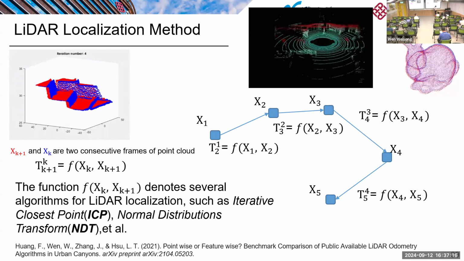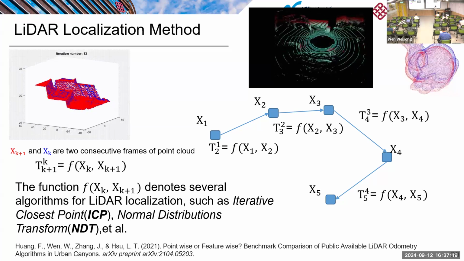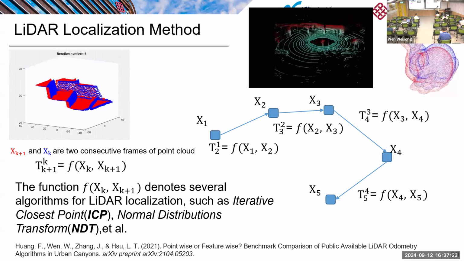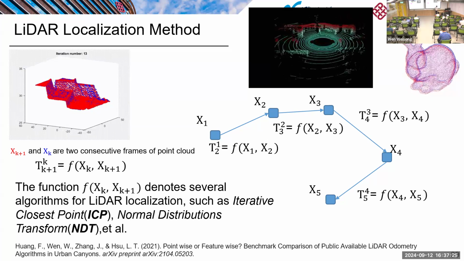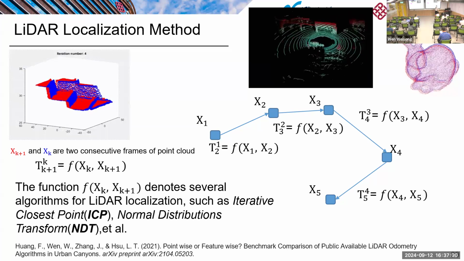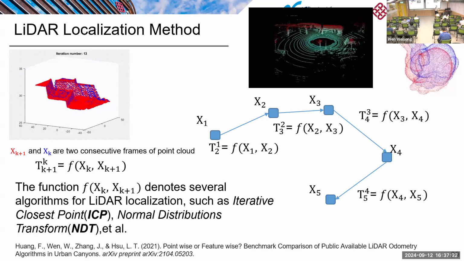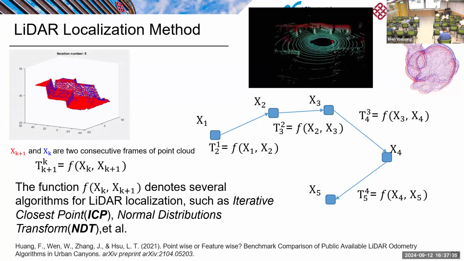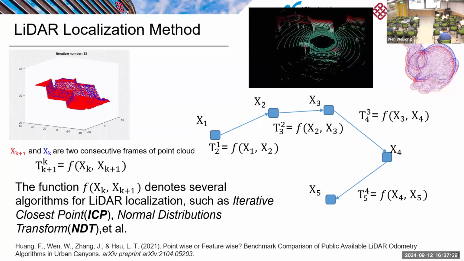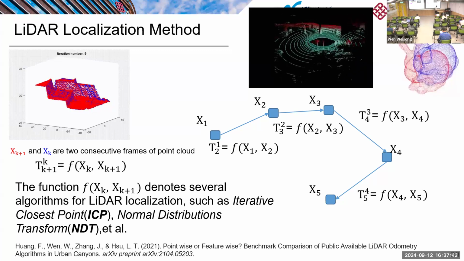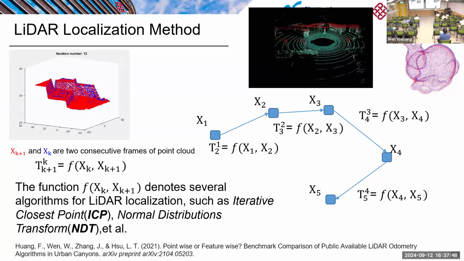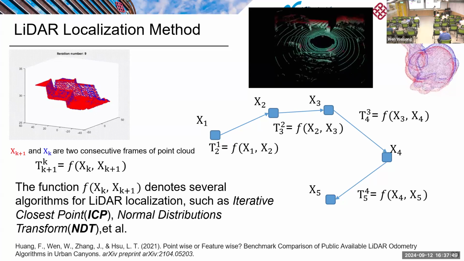So this is going to be an equation, x1, x2. These are two states, right? You can also consider xk or x1, x2 as two frames of point clouds. Based on the LiDAR odometry algorithm, this algorithm is represented as a function f. The objective of this function is to infer the change of the motion based on the two frames of point clouds.